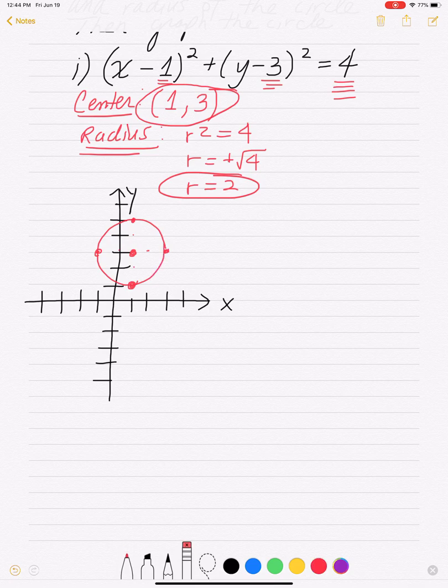All right. Let me do the circle in blue, actually. The center is going to be in red. The circle itself will be in blue. So that's all you do. You start at the center, (1, 3), and you go out north, south, east, and west, 2 units in radius, and then just connect those 4 dots into a circle. That's it.